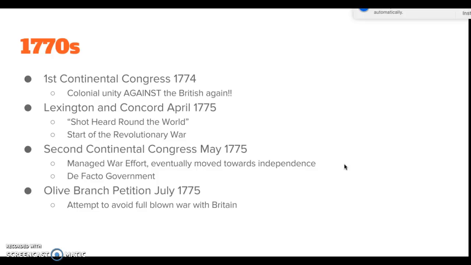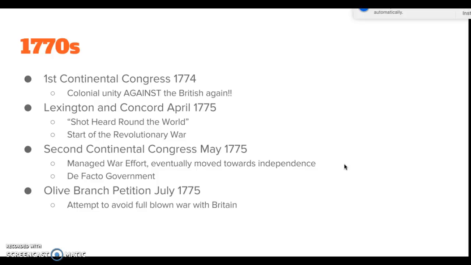Now, shortly after this, the Continental Congress, you're going to have the first major skirmish of what we will now call the American Revolution, Lexington and Concord. The shot heard round the world is what we remember this for, Paul Revere and his Midnight Ride.